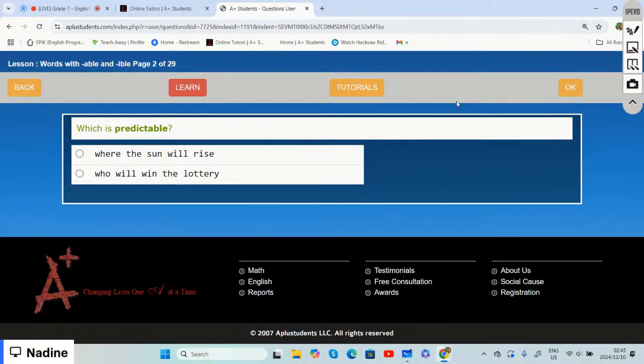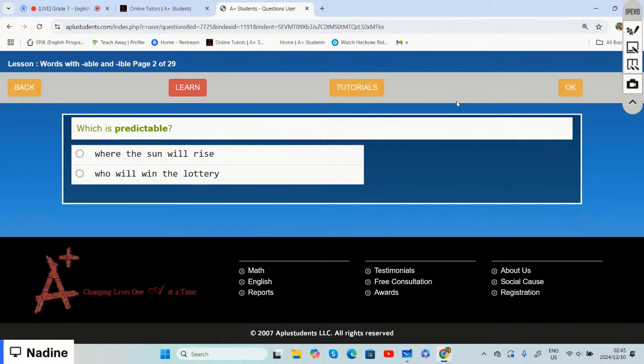The next one is which is predictable. Something that can be predicted. Predictable. All right, we need to say what is predictable.